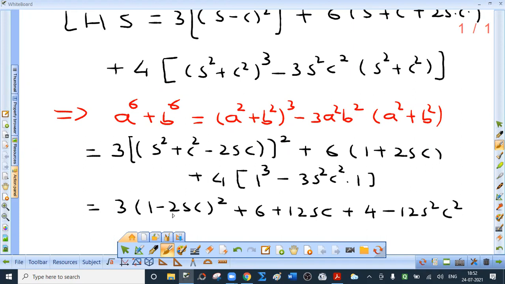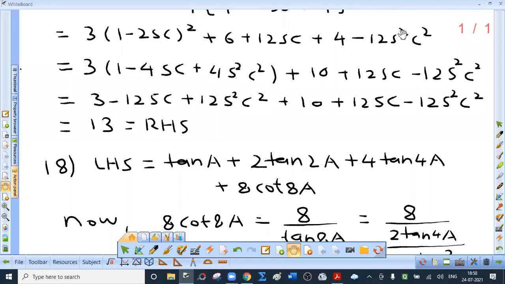Now tell me what will be 1 minus 2 sine cos bracket square. Now what is a minus b square? A square minus 2ab plus b square. Open all the brackets. What remains is 13, which is nothing but right hand side. See, minus 12 sine cos plus 12 sine cos. These two terms get cancelled. 12 sine square cos square minus 12 sine square cos square.